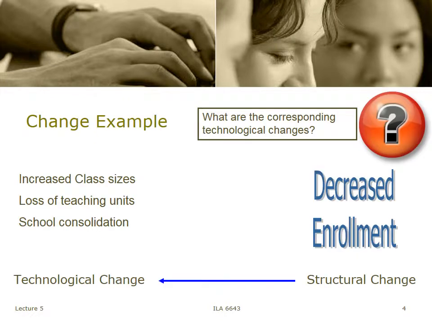On slide number 4, you see an example of how change can bring up the need for professional development. Here's an example of decreased enrollment. This is a structural change that has a technological impact, where we see increased class sizes, so we're buying more curriculum. We have a loss of teaching units, or possibly even school consolidation, which brings a whole range of structural changes within the school, new responsibilities, people taking on responsibilities that they didn't have before. So there are some technological changes there for certain.